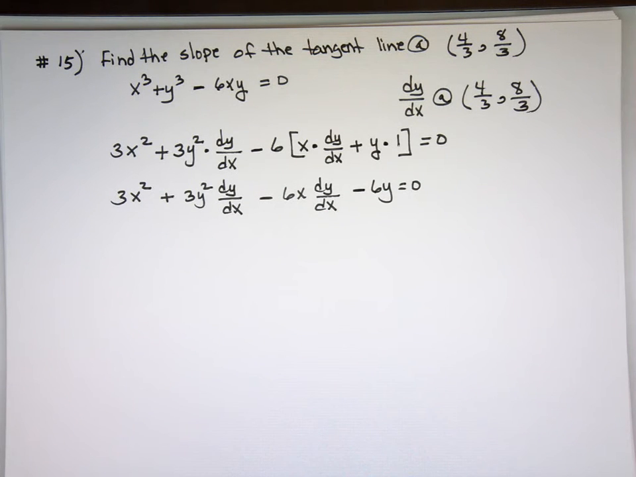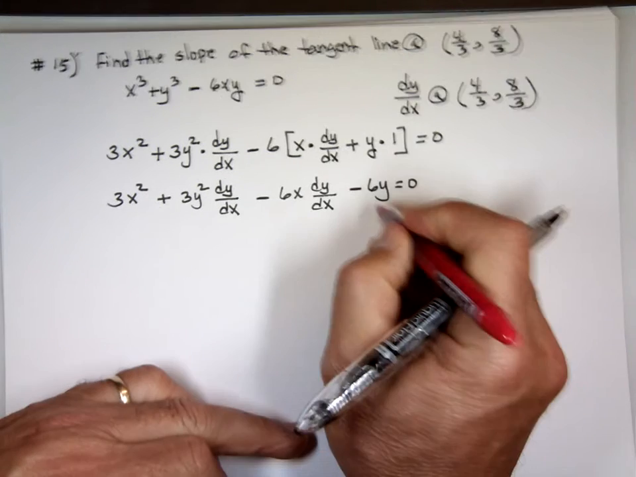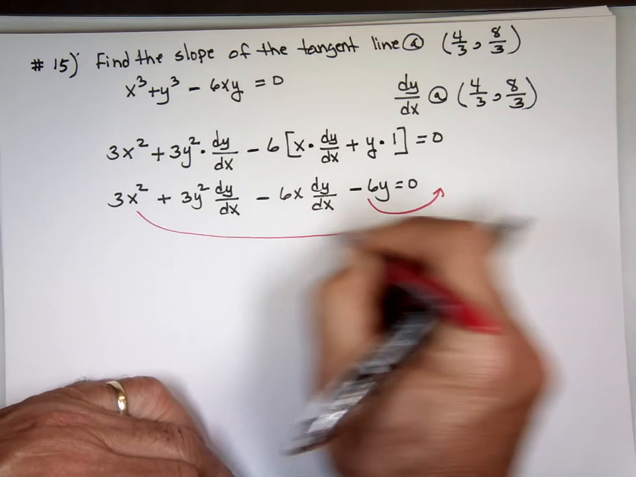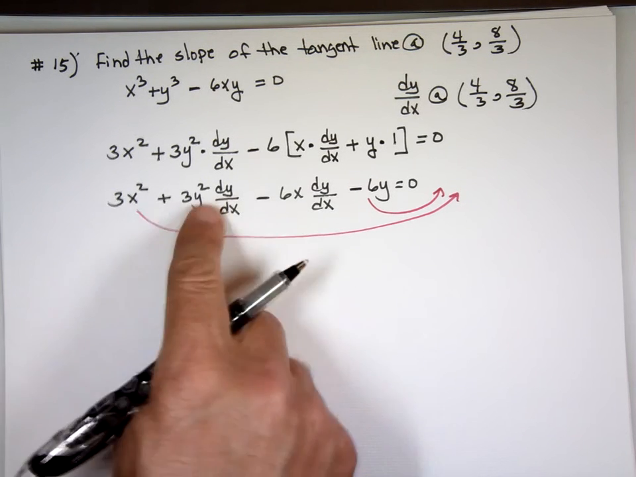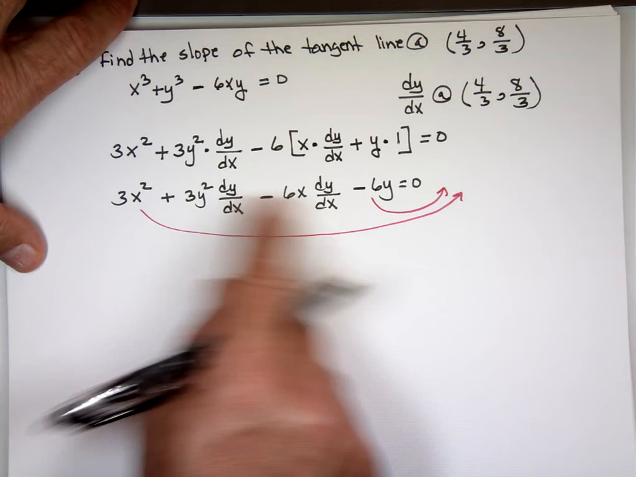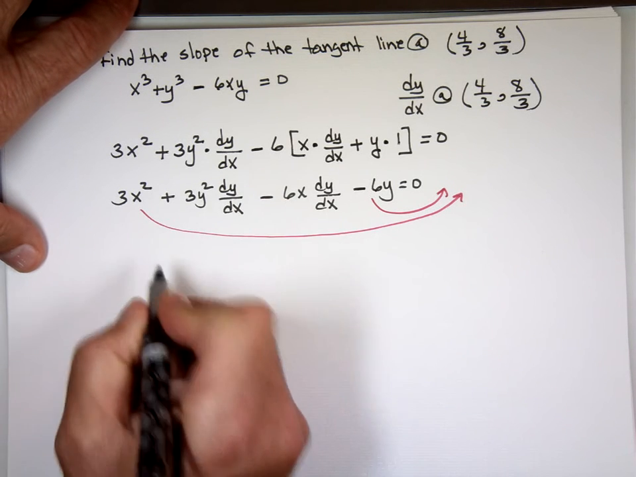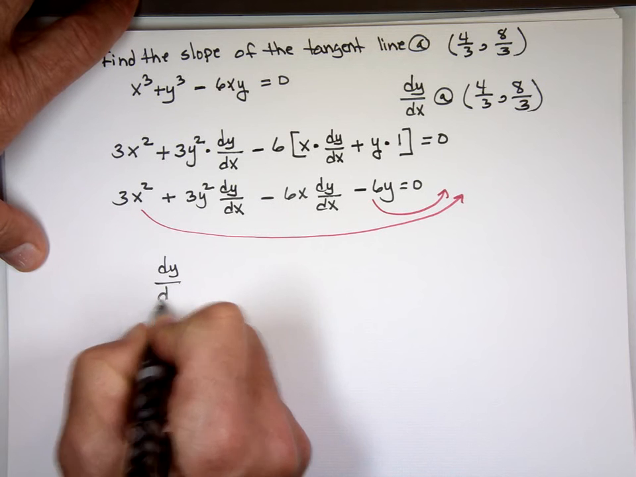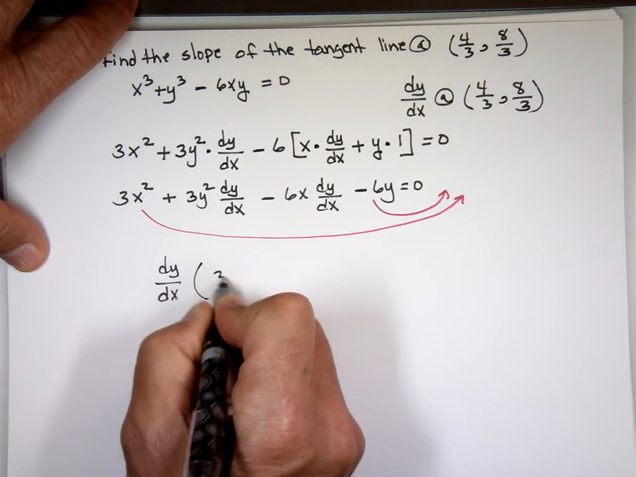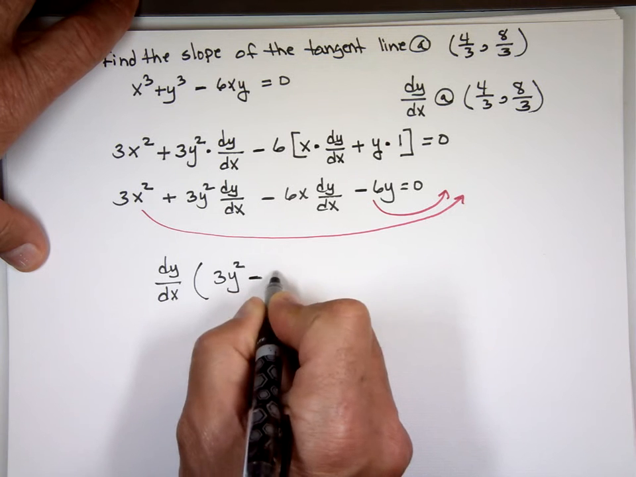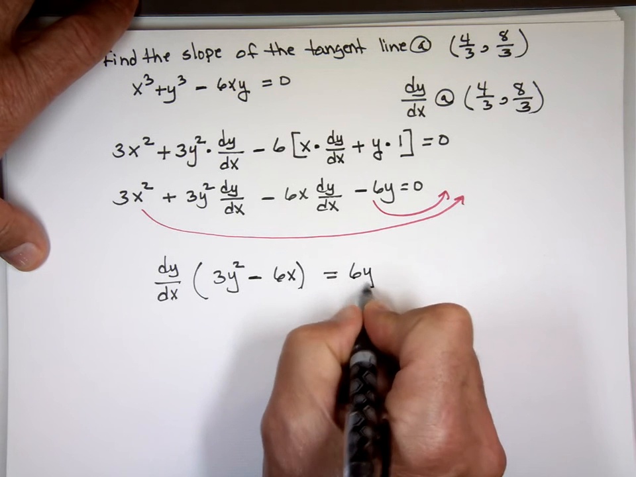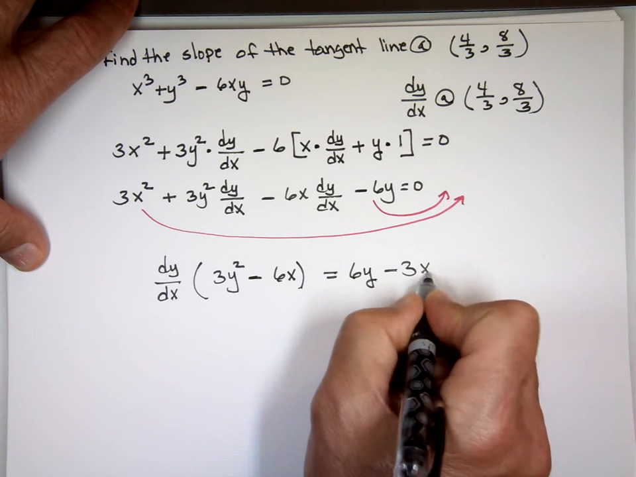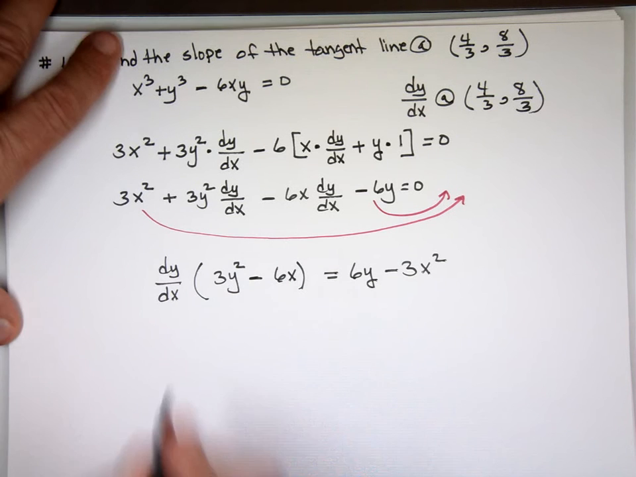Anything with dy dx stays on the left side, the rest goes to the right side, because you want to isolate dy dx. So these two got to move. And notice I can factor dy dx from this side. Might as well do it in one step. If you factor dy dx, what's left here? 3y squared minus what? 6x. On the other side will be what? 6y minus 3x squared. And what is dy dx?